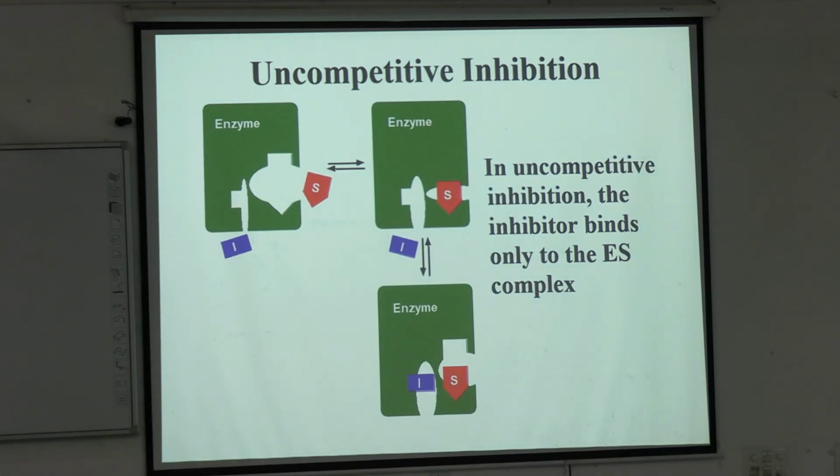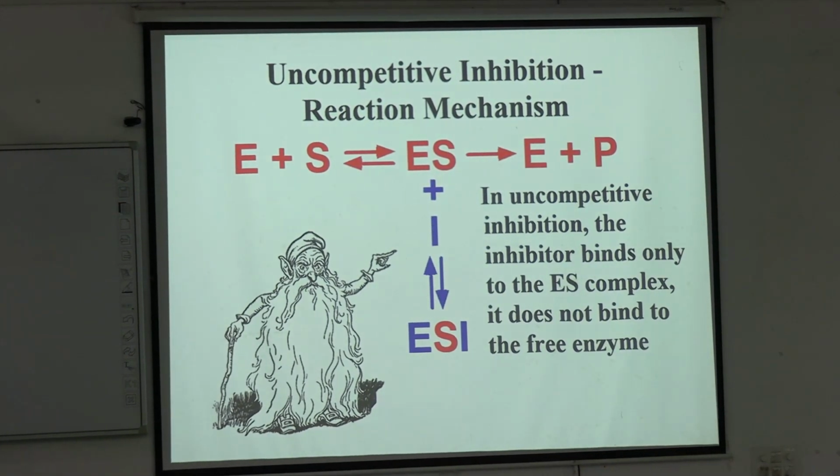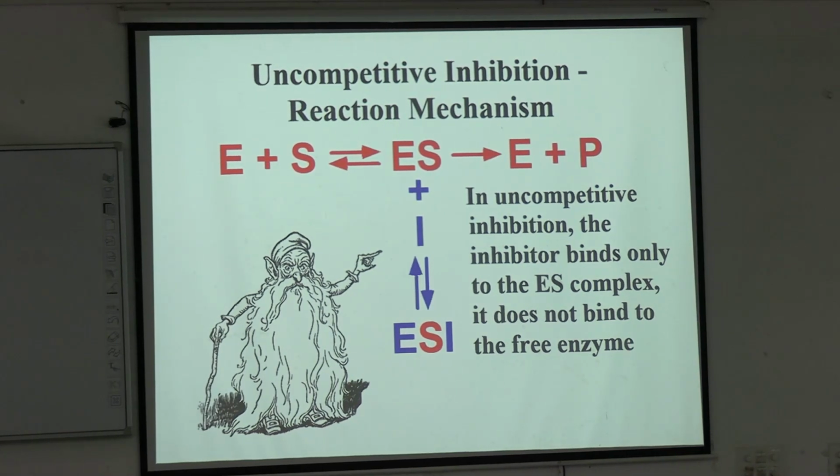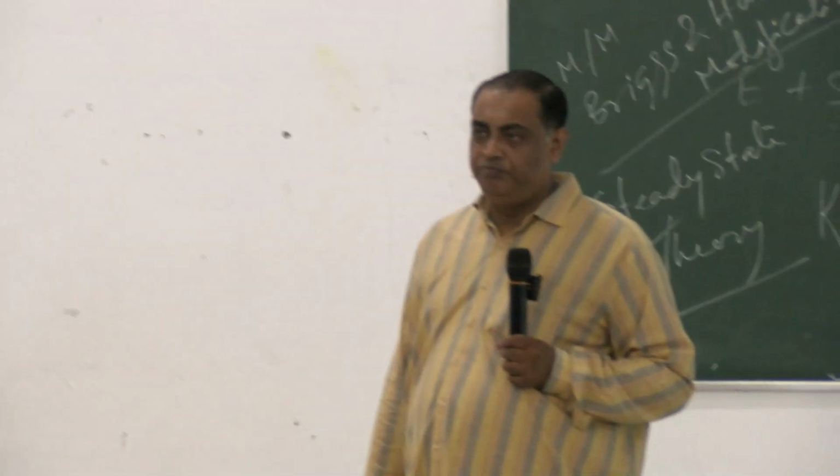This is uncompetitive. What are the kinetics? The inhibitor binds only to the ES complex. Once the substrate is bound, only then can it bind. Inhibitor can bind only after binding of substrate, not before that. This is called uncompetitive.